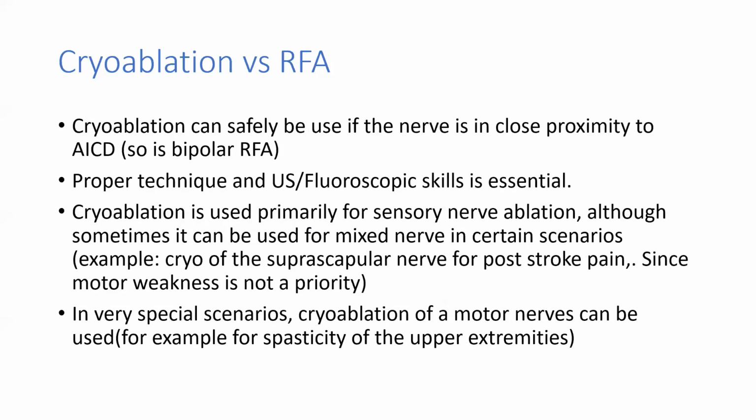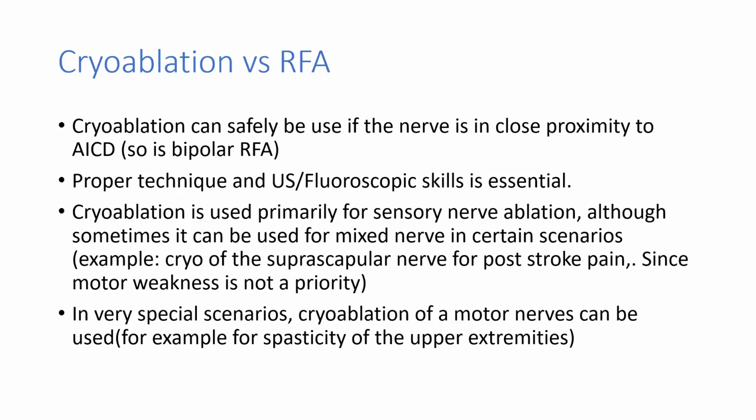So in conclusion, the cryoablation can be safely used if the nerve is in close proximity. One of the advantages as well is it can be used if the nerve is in close proximity to the AICD. If you have an AICD, you can either use a bipolar RF or you can use a cryo, but if you use a conventional RF, you have to be very careful because you can damage the pacemaker. Proper technique and ultrasound fluoroscopic guidance is essential. You have to know what you're doing, because otherwise you can cause harm. Remember, no harm for the patients.